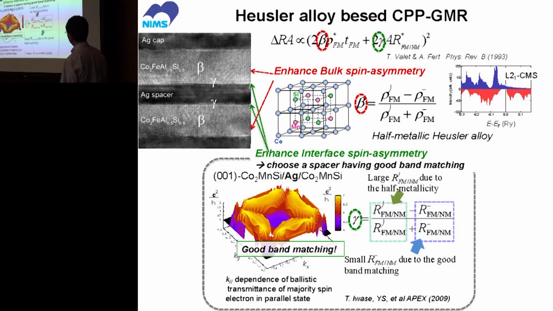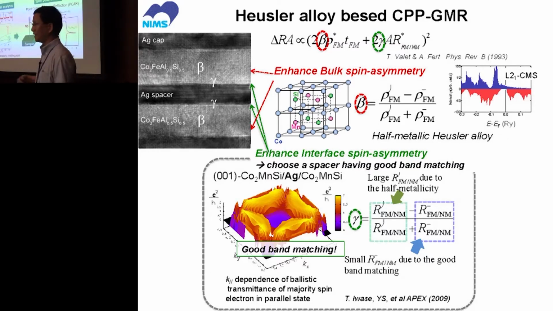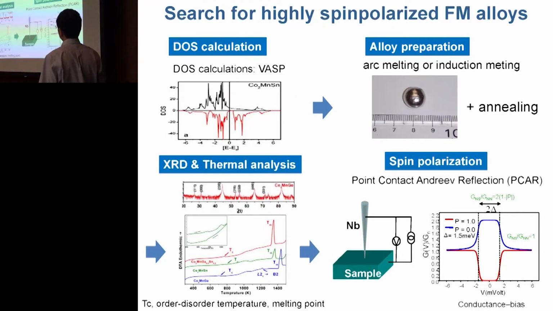If we select the combination of ferromagnetic and non-ferromagnetic layers, we can get large spin asymmetry at the interface. So if we select a suitable materials combination, we should be able to enhance the MR ratio substantially. To do that, we have to search for what kind of material is suitable for this kind of application. In our case, starting from the published band structure calculation, the half metallic material shows a band gap in the minority electron, and we make bulk alloys and measure X-ray.